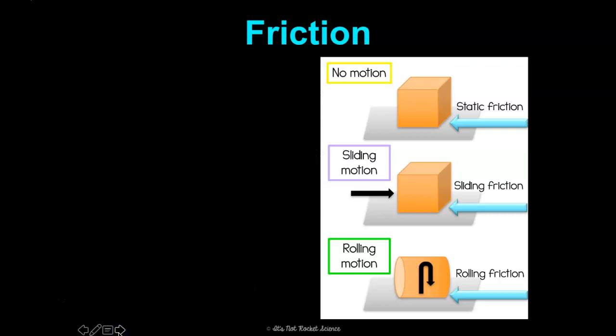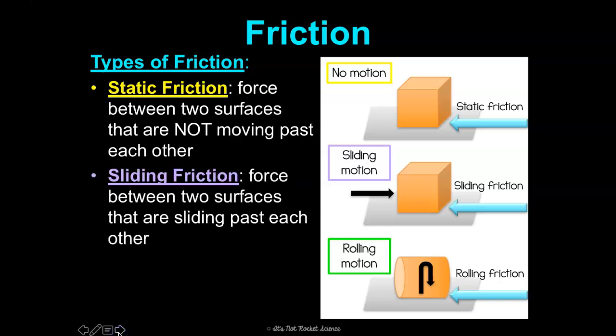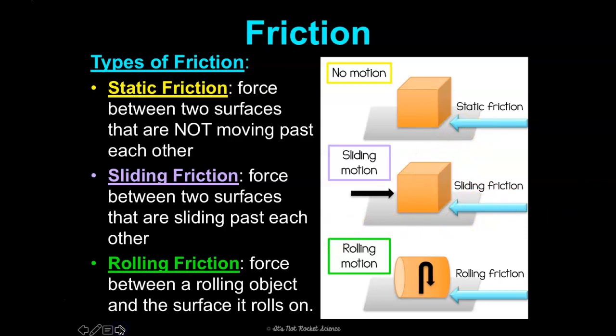We have three types of friction, basically. We have static friction, which is the force between two surfaces that are not moving past each other. So that would just be a block sitting on a table. Sliding friction is the force between two surfaces that are sliding past each other. So the block is sliding on the table. And rolling friction would be a force between a rolling object and the surface it rolls on. Just a rolling motion. We all know what rolling is.